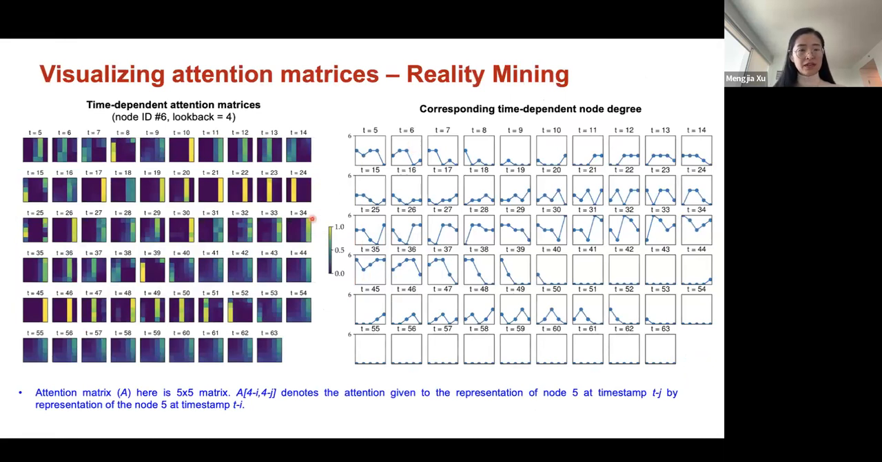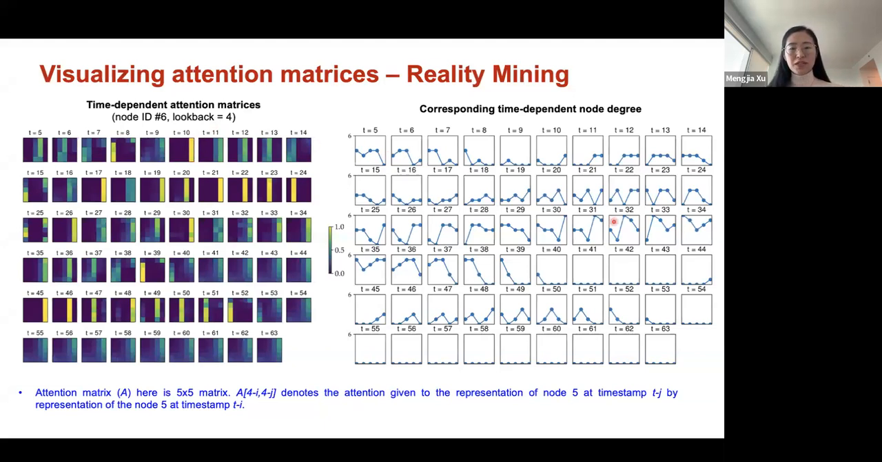In this slide, I show another important finding for self-attention. We visualize the attention matrices for the reality mining benchmark. These are time-dependent attention matrices for graph node 6 using look back 4. The attention matrix is a 5x5 matrix, and the yellow entries show high weights.